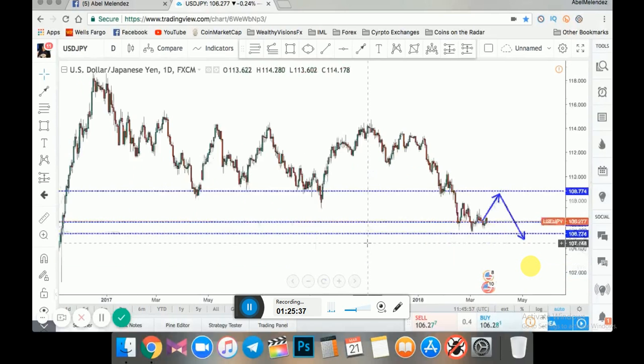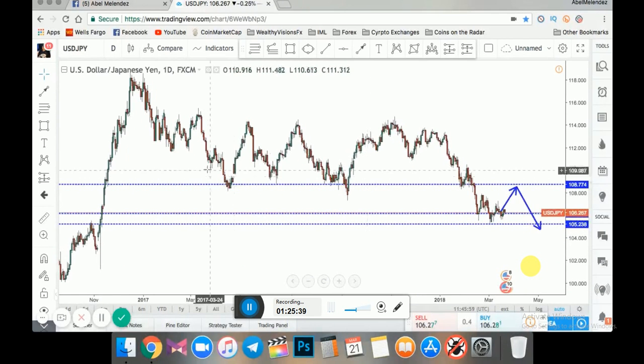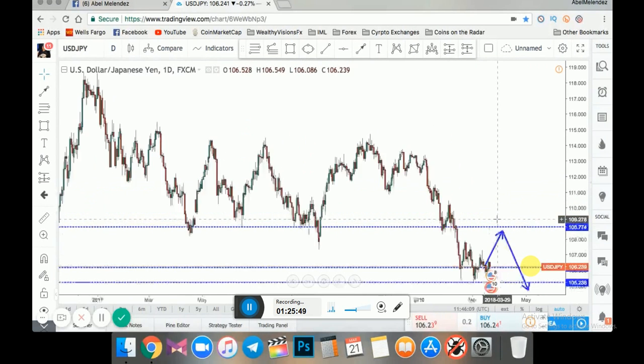Look at this level that was broken, right? This level went all the way back to last year, and it was holding strong, and it finally broke. So we should definitely see a push back up to retest these levels, right?